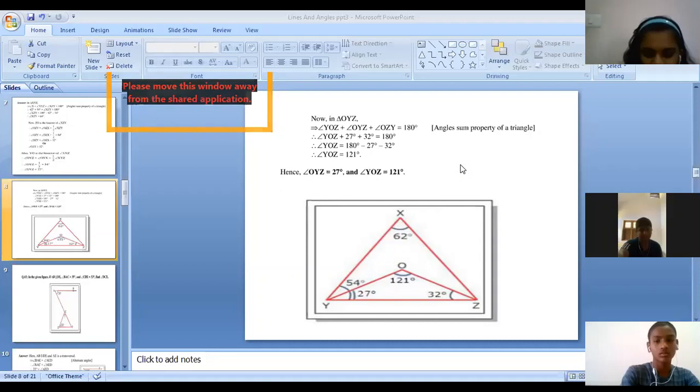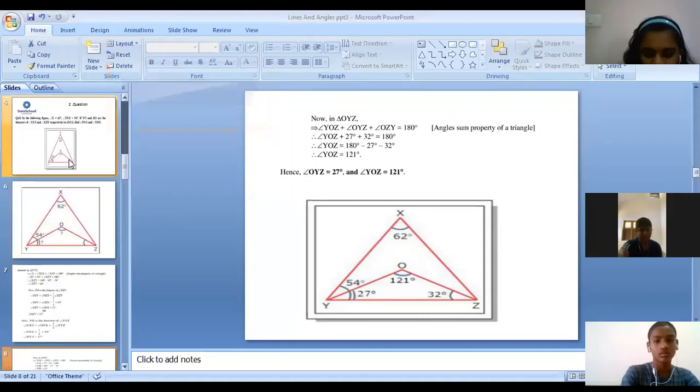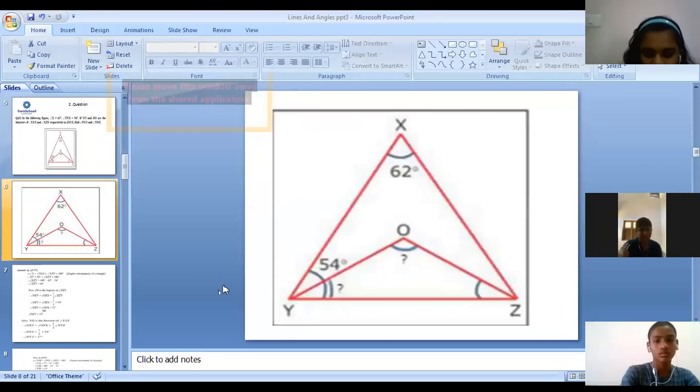Is it clear, children? Yes, ma'am. Okay. Once again, observe the figure. I'm repeating it. First, we need to consider the bigger triangle XYZ. Find the unknown value of angle Z using the angle sum property. So you'll get angle Z as 64 degrees. But it is given that YO is a bisector. Hence, it divides 54 degrees into two equal parts. So each part is 27, 27.